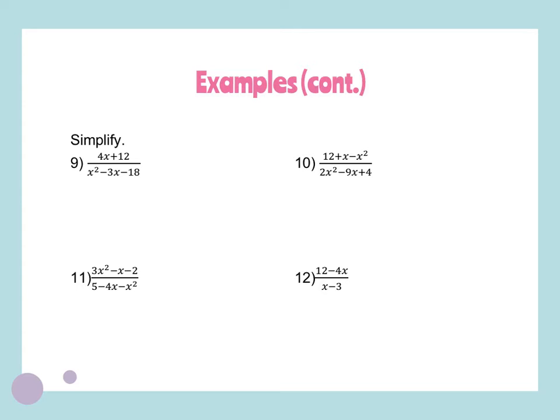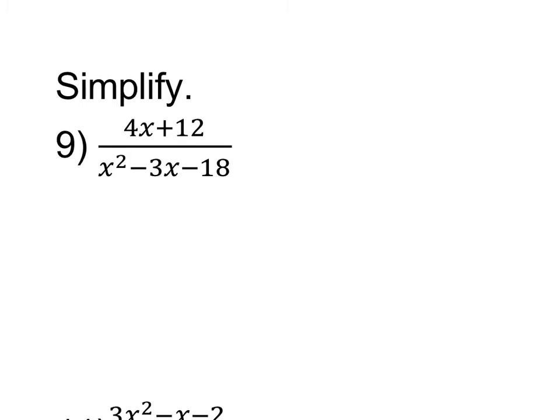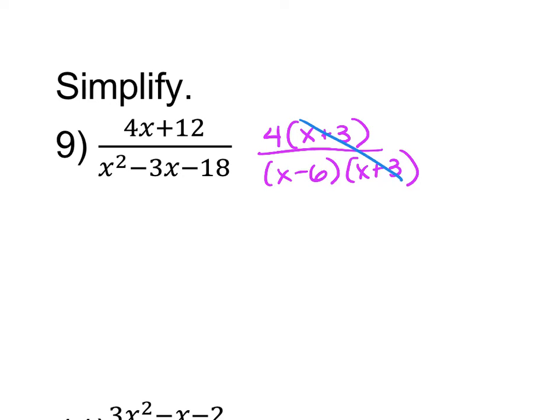All right. You try number 9. So I'll give you a minute to try number 9. All right, how do you factor the numerator of 9? With 4. Take out 4. Good. Take out the 4 and I get x plus 3. How do I factor the denominator of 9? X minus 6, x plus 3. Good. So then my x plus 3's are going to cancel, and I end up with 4 over x minus 6.